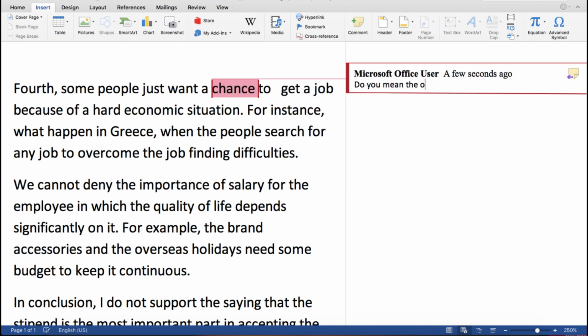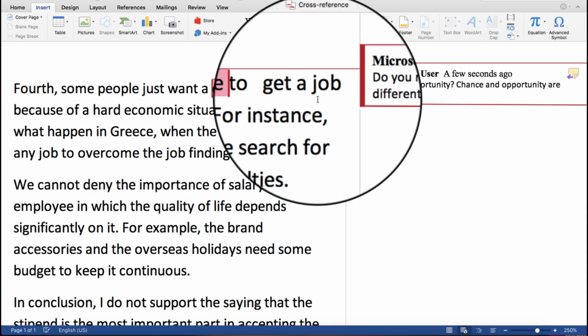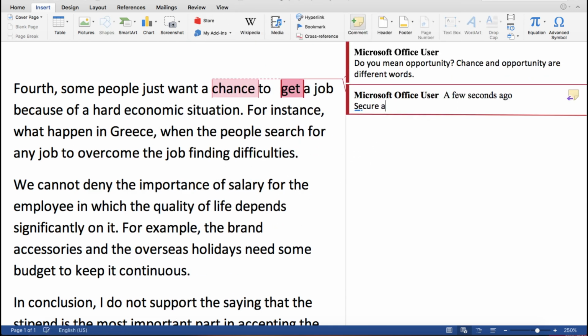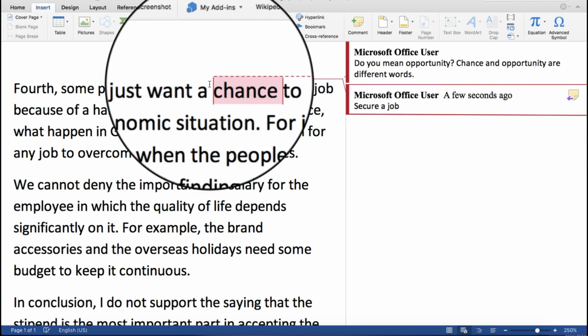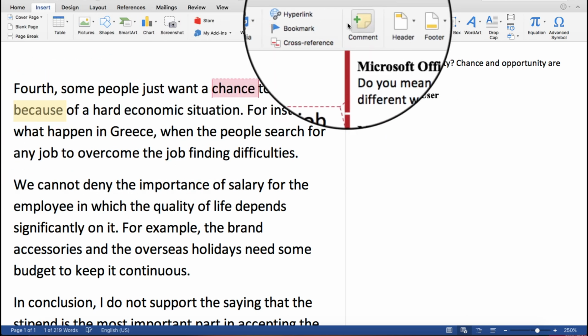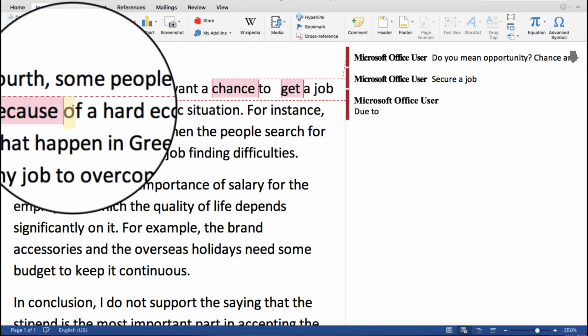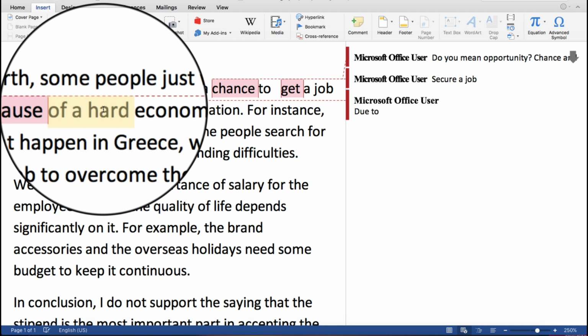Here, I'm raising his awareness regarding the difference between chance and opportunity. They are completely different. Well, not 100% completely different. They can be used interchangeably on certain occasions. But here, in this particular expression and context, he should have said the word opportunity because the word chance does not fit with this context. Instead of because, I'm asking him to say due to, because it sounds more academic.